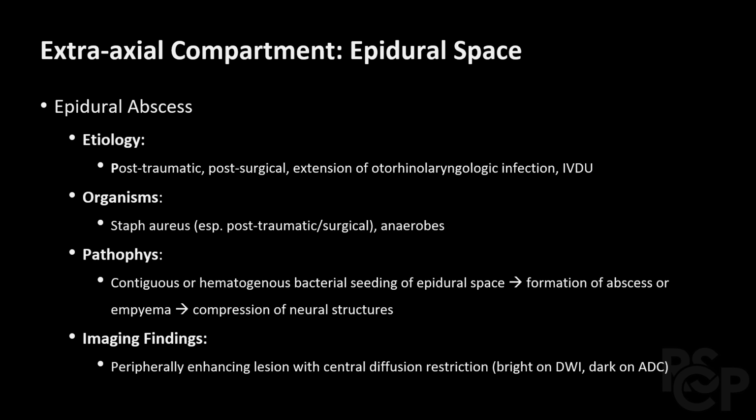Organisms that are typically implicated in these infections are Staph aureus, especially common in post-traumatic and post-surgical epidural abscesses. It can also be caused by anaerobes, which would be more common in epidural abscesses caused by extension of an ENT infection. The pathophysiology involves either the contiguous or hematogenous bacterial seeding of the epidural space. This leads to the formation of an abscess, which is essentially just a walled-off collection of infectious and inflammatory debris. And this can cause compression of surrounding neural structures, which can lead to neurological symptoms, and if very advanced, can lead to herniation syndromes, which can be fatal.